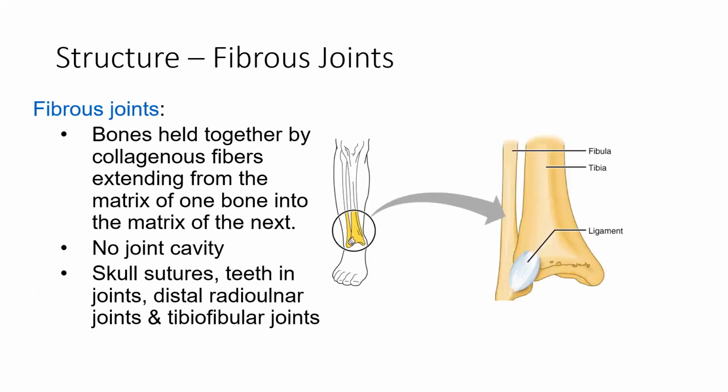We see that again. The joint at the end of the tibia and the fibula is also a fibrous joint. It's one of those slightly movable joints, but it is collagen fibers and connective tissue holding it all together. The sutures in the skull are a fibrous joint, so is this connection at the tibia. It's called the tibiofibular joint. We have the same thing at our ulna and our radius at the end of the forearm.